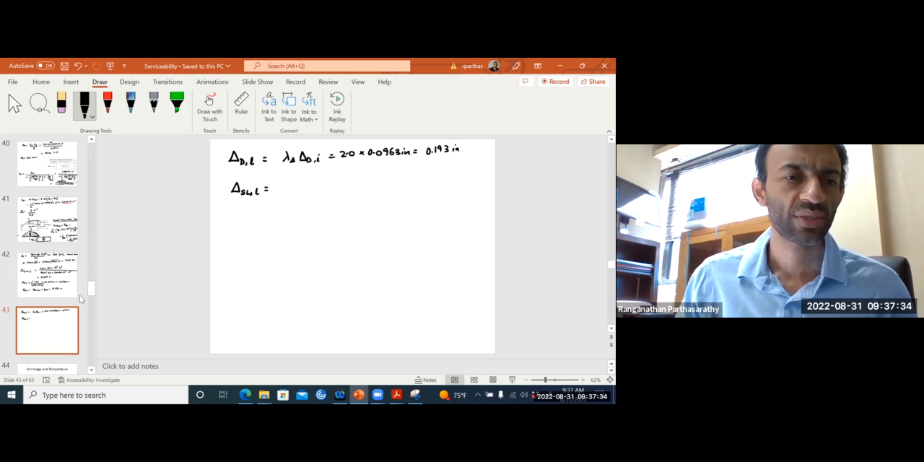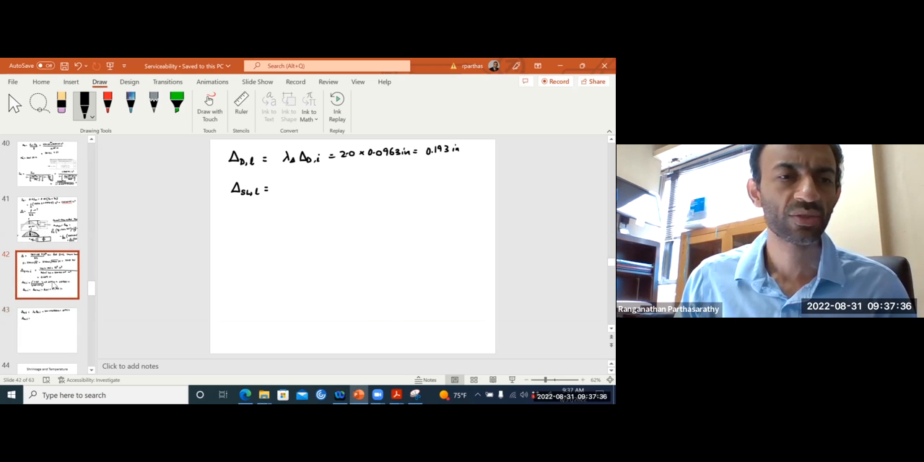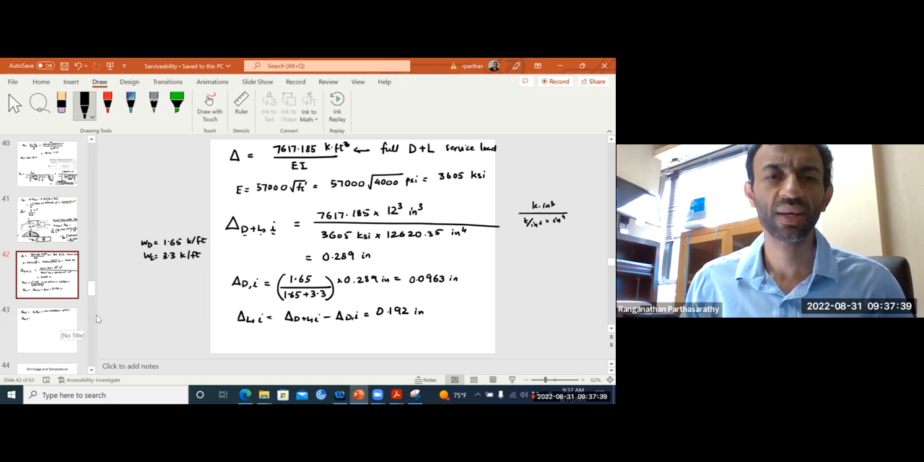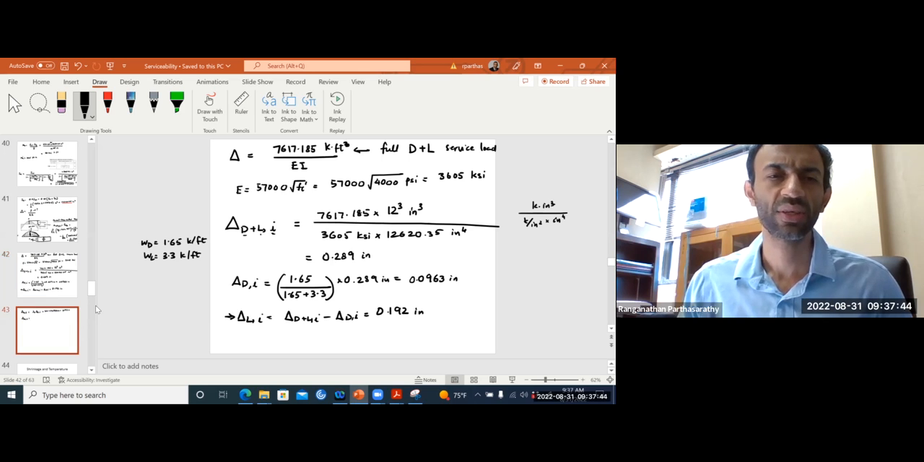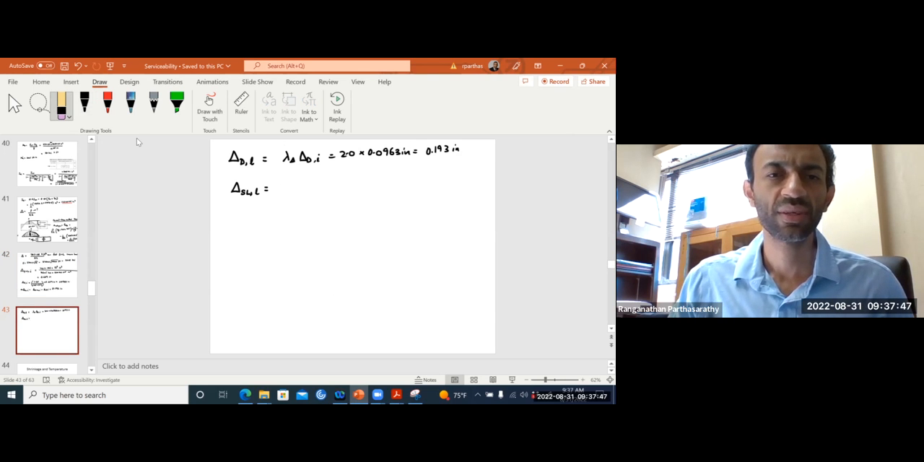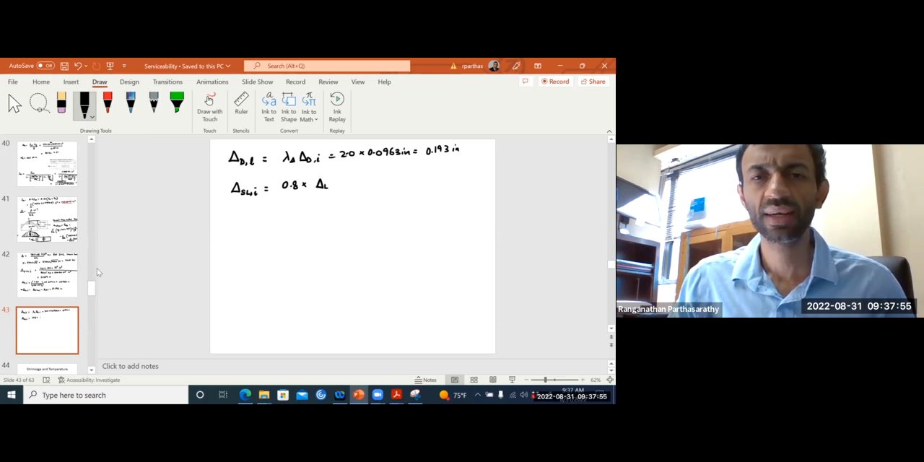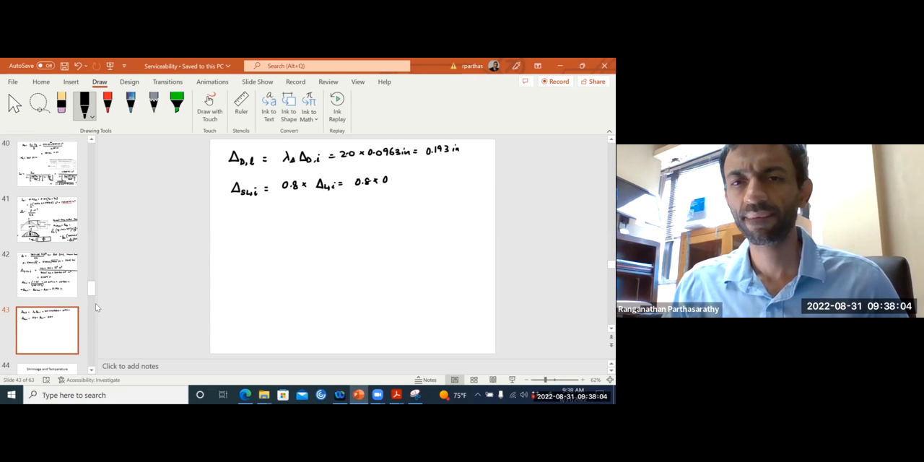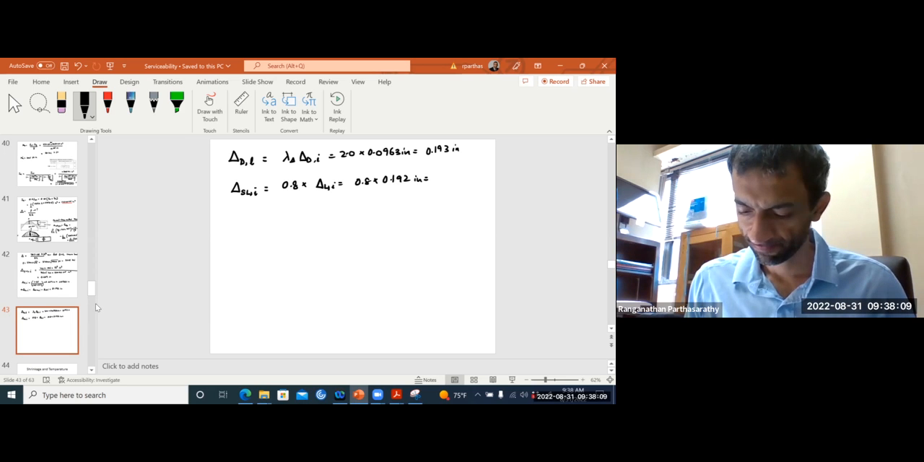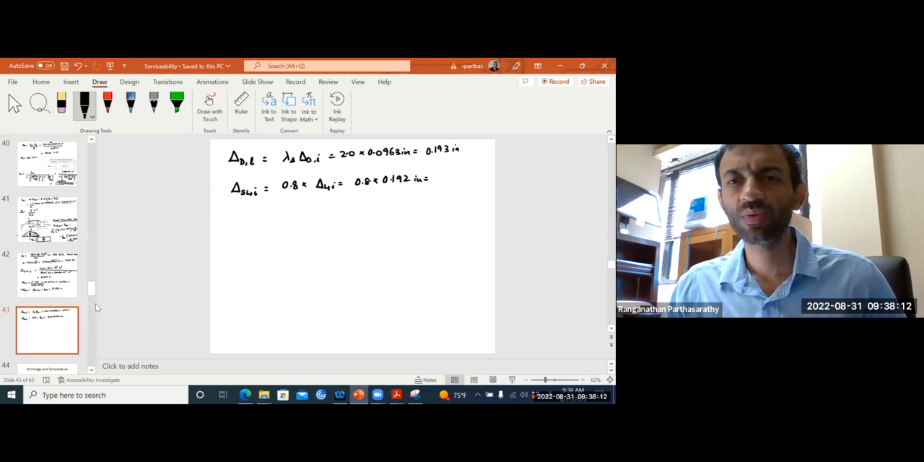Now you also have delta sustained part of live load long term. So what is the sustained part of live load? Let's do 80% of the total live load. So total live load causes 0.192 inch instantaneous. So the sustained part of live load, let's do instantaneous first, will be just 80% of delta L I, which is 80% of 0.192. That is 0.154.